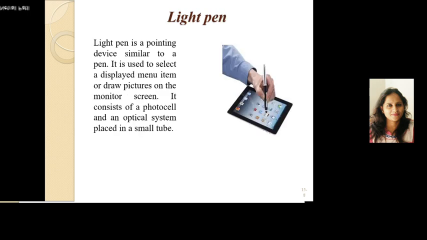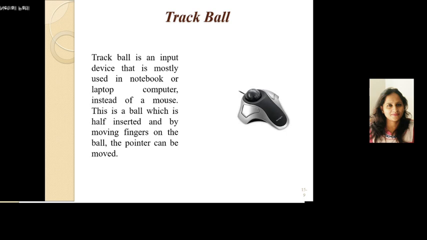See, next one is light pen. See how light pen works. Light pen is a pointing device which is similar to a pen. It is used to select a display menu item or draw pictures on the monitor screen. It consists of a photo cell and an optical system placed in a small tube. When the light pen's tip is moved over the monitor screen and the pen button is pressed, its photo cell sensing element detects the screen location and sends the corresponding signal to the CPU. Okay. Next one is trackball.